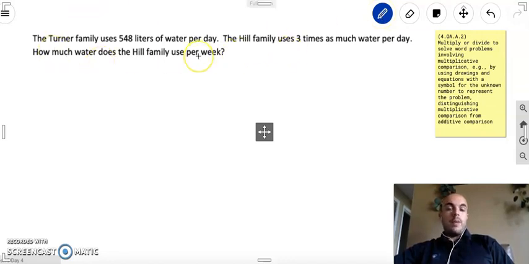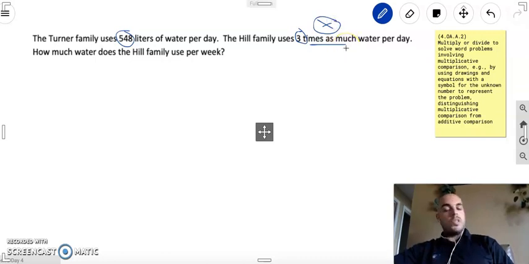This one's pretty short. I might be able to get away without using the cubes method on this one. It says, the Turner family uses 548 liters of water per day. The Hill family uses 3 times as much water per day. How much water does the Hill family use per week? Okay, I can see pretty quickly here that I'm taking 548 and 3 and multiplying it. That's all I need to do for this one. So I'm going to make some quick notes here, but I don't need to necessarily do the full cubes method.